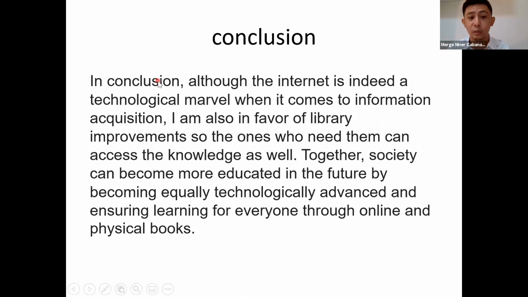So let me read this to you in conclusion. Although the internet is indeed a technological marvel when it comes to information acquisition, I'm also in favor of library improvements so the ones who need them can access the knowledge as well. Together, society can become more educated in the future by becoming equally technologically advanced and ensuring learning for everyone through online and physical books, which is again library. So I want both of them to be able to improve more in the future. So again, society can be more educated. So that is the entire essay that I made for this one.